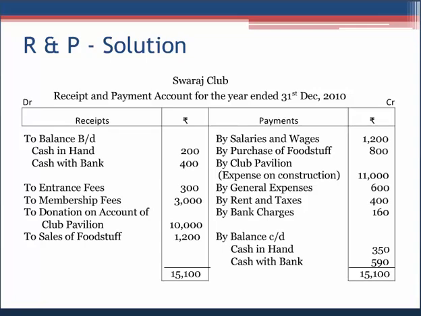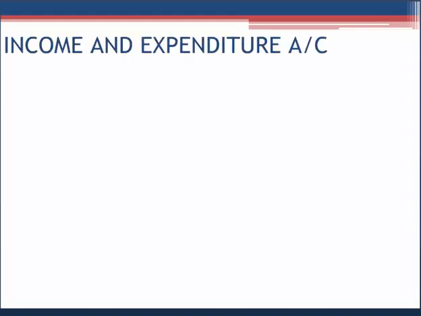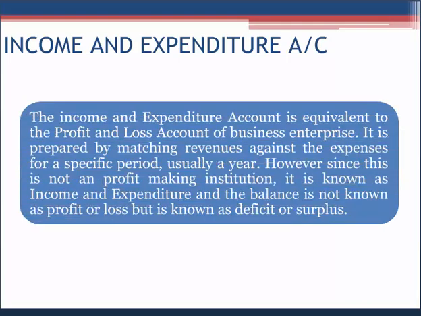Let us go ahead. Let's go to the next financial statement. The first one was receipt and payment, and the next one is income and expenditure account. Now what is income and expenditure account? Income and expenditure account is equivalent to the profit and loss account of the business enterprise. It is prepared by matching the revenues against the expenses for the specific period, and the specific period is usually a year.